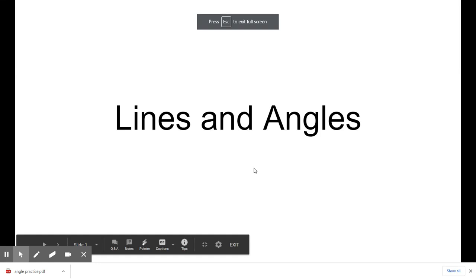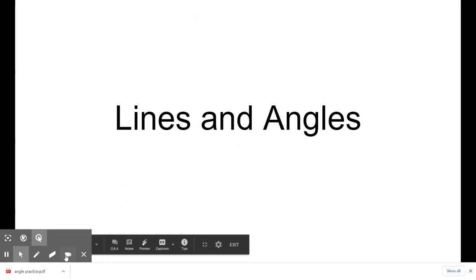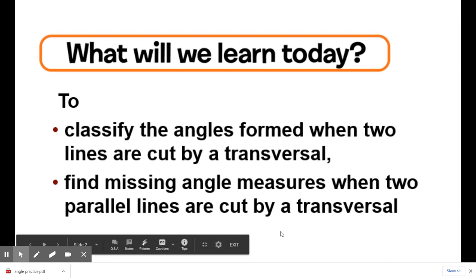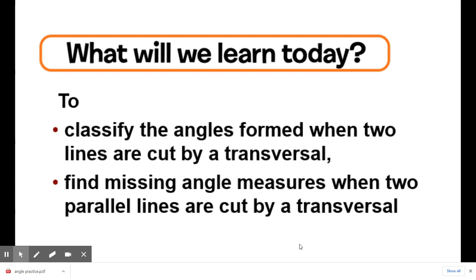Okay, today we're going to work on lines and angles. A lot of vocabulary, so you're going to want to stop as we move through. Take some definitions down. What we're going to learn is to classify angles formed when two lines are cut by a transversal, and not only classify those angles, but then find the missing angle measures when two parallel lines are cut by a transversal.